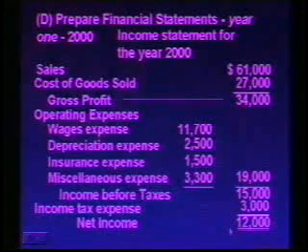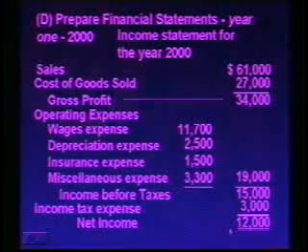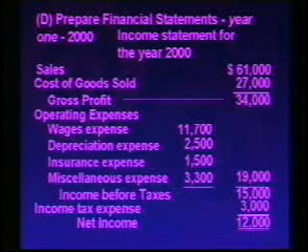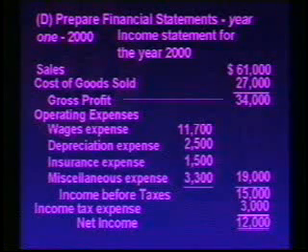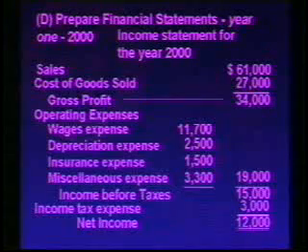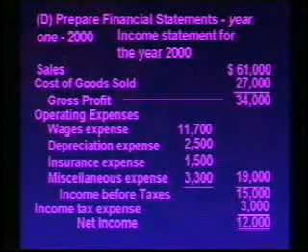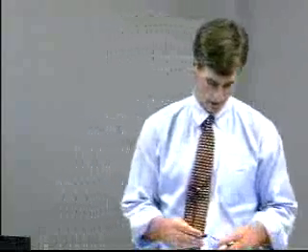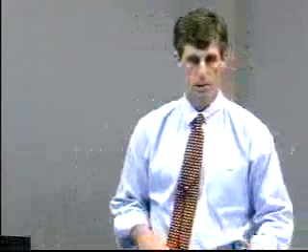Page 14. I am about to complicate your life. And you're not going to like this at all. Because what we just did to create the first income statement, turns out, is not the way accountants do business. It is not how accountants talk to each other.